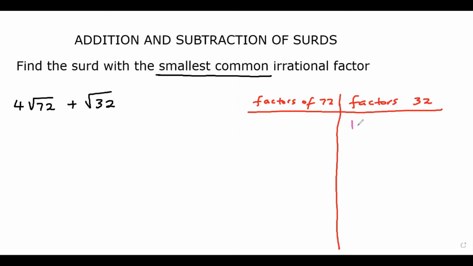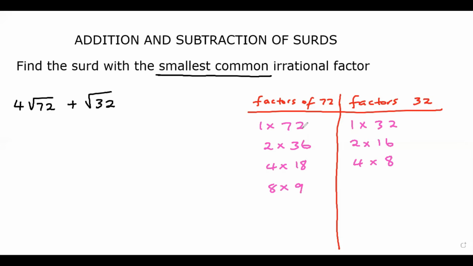So let's go. It will be 1 times 32, 2 times 16, 3 times nothing would give you 32, then it would be 4 times 8. Right? So based on this, we can look to see what would be common for factors of 72. You'd have 1 times 72, 2 times 36, you wouldn't have any 3, you'd have 4 times 18, and you'd have 8 times 9.